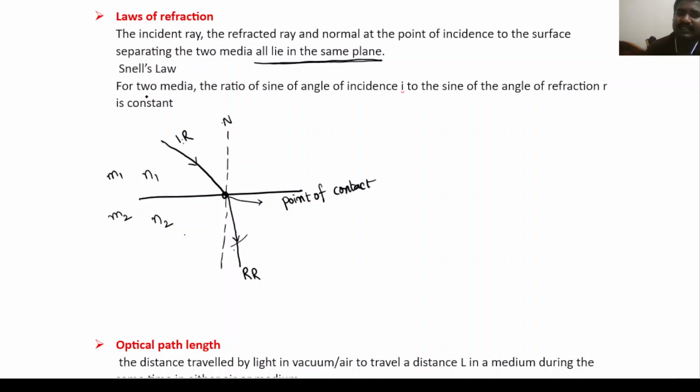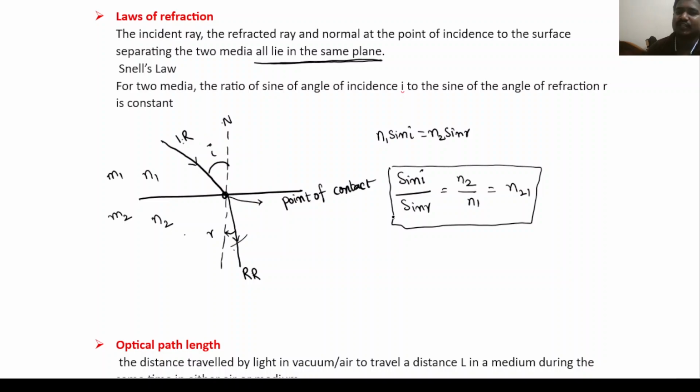And the second one is Snell's law. According to this, the incident ray makes an angle with the normal, which is the angle of incidence, and the refracted ray makes an angle with the normal, which is the angle of refraction. Therefore, n1 sin i equals n2 sin r. Or sine of the angle of incidence divided by sine of the angle of refraction equals n2 divided by n1. That is, the ratio of the sine of the angle of incidence and the sine of the angle of refraction remains constant for a given pair of media. This law is Snell's law.